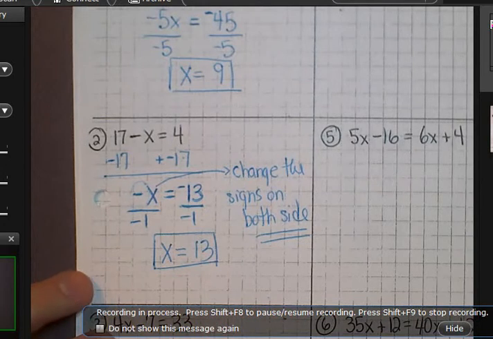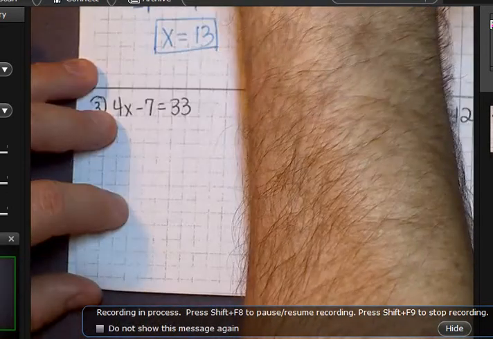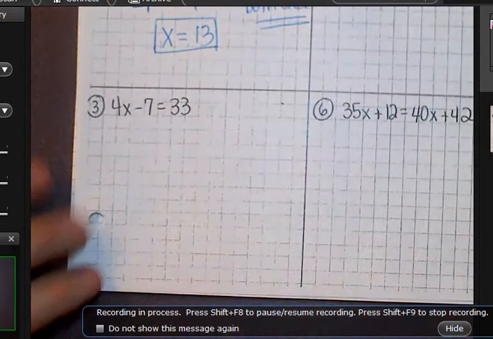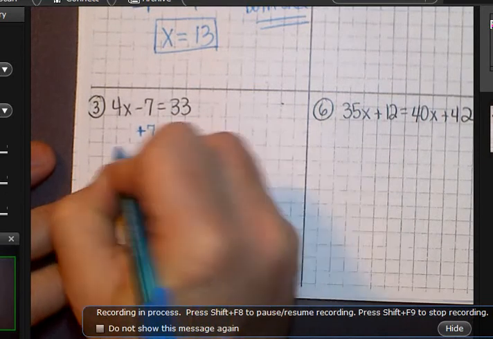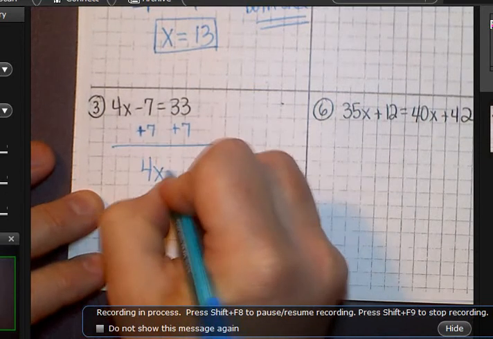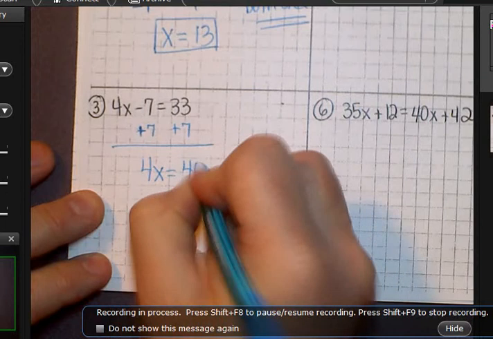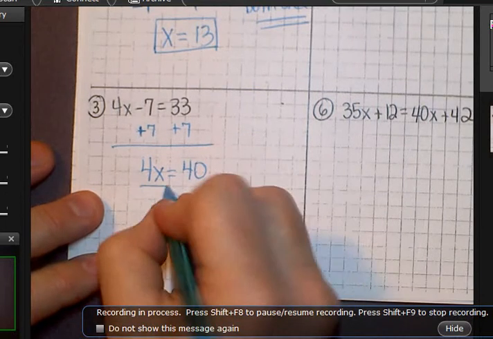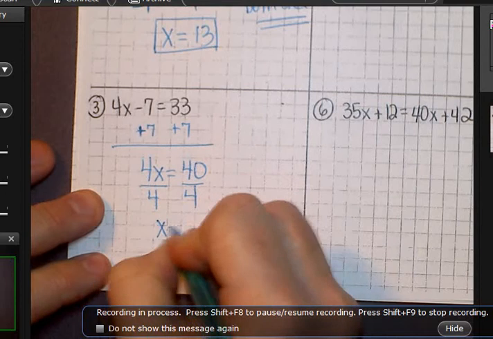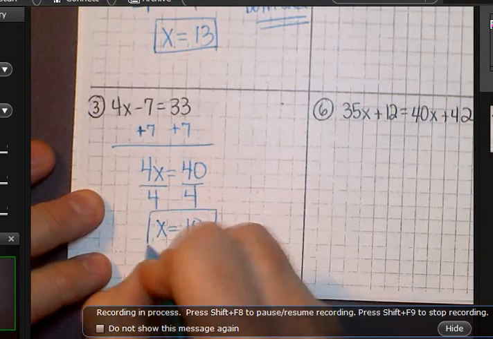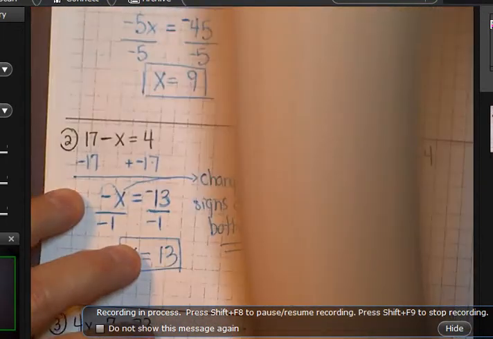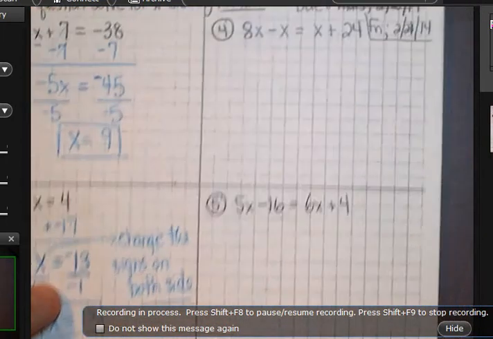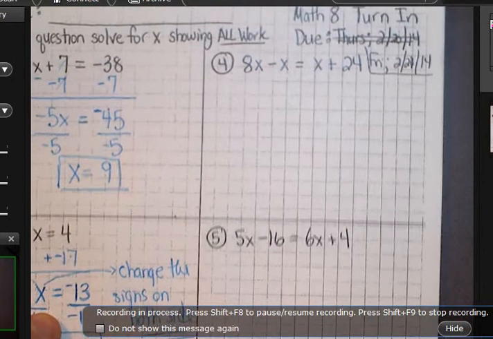Number 3, going down to the bottom, we have 4x minus 7 is equal to 33. This is pretty straightforward. I need to add that 7 to both sides. We get 4x is equal to 40. And then I'm going to divide both sides by 4, and I'm going to get x is equal to 10. I'm hoping you guys are starting to see the solution to linear equations, solving for x. Not too bad. Okay, now we start to get into ones that are a little bit more difficult.